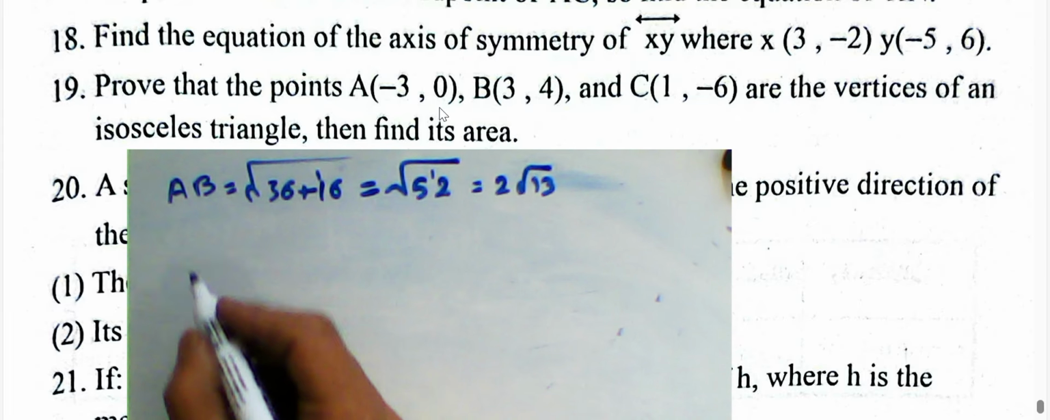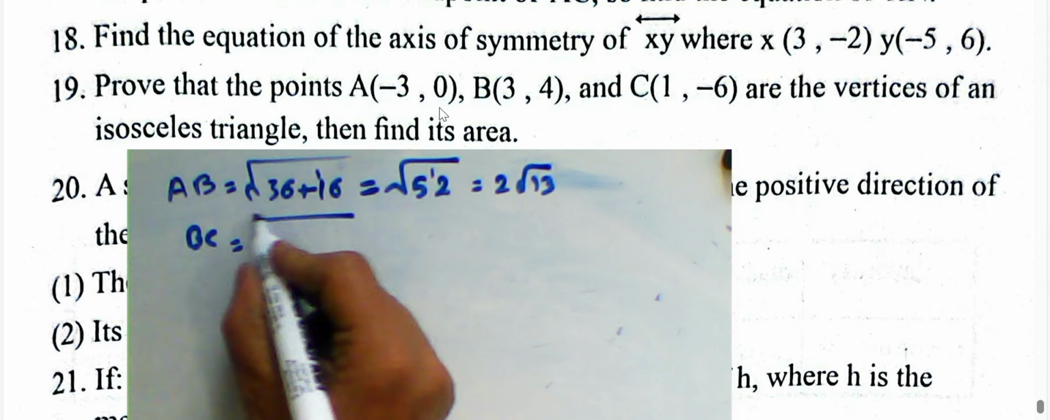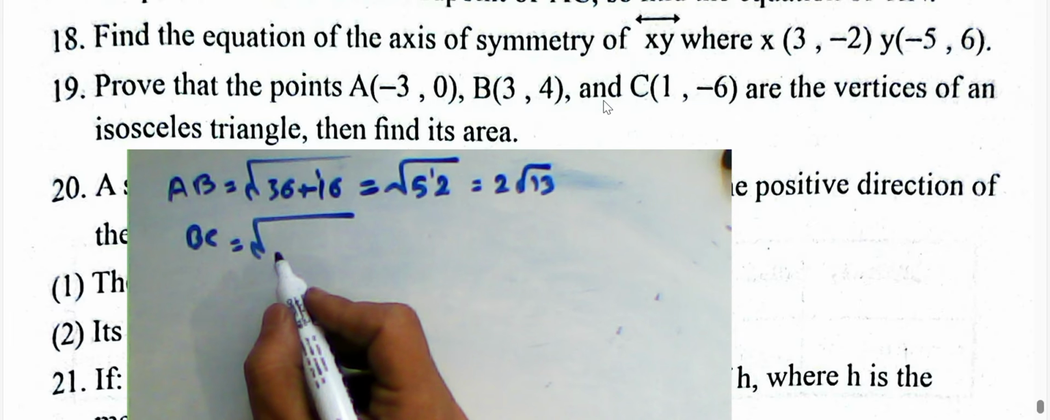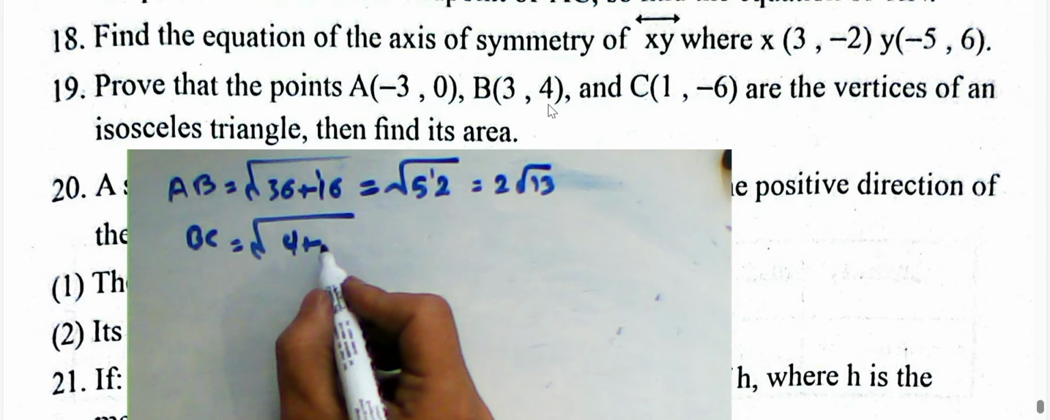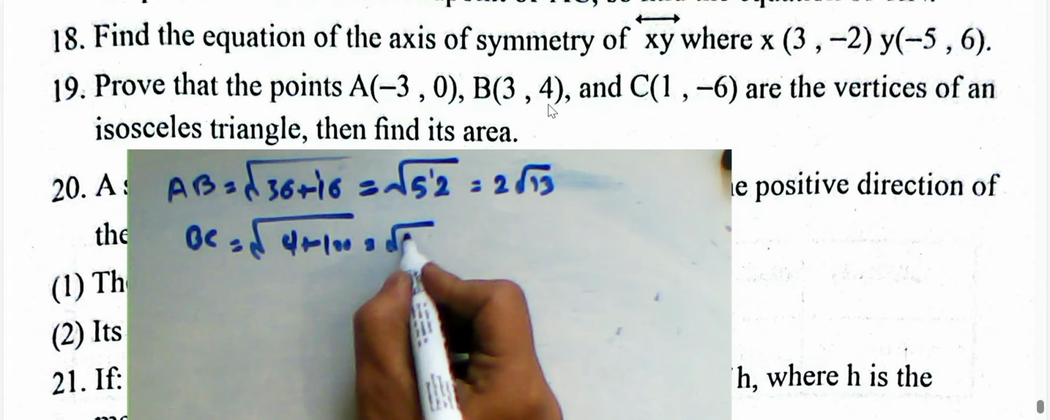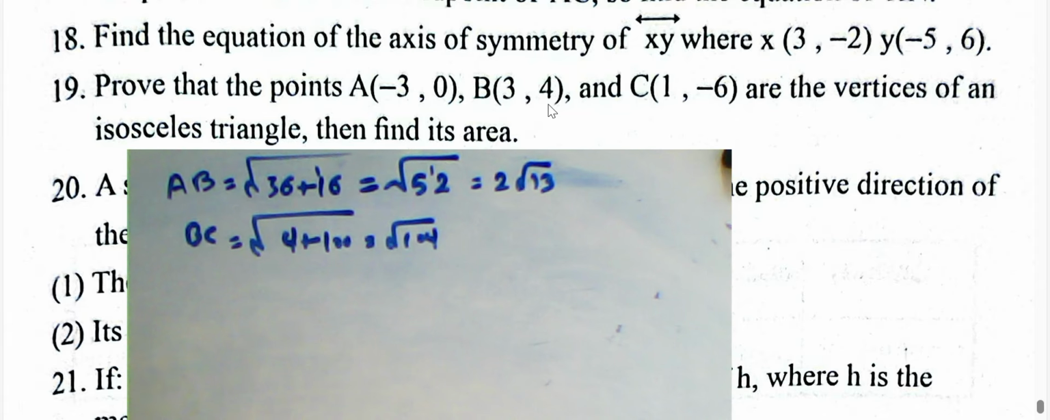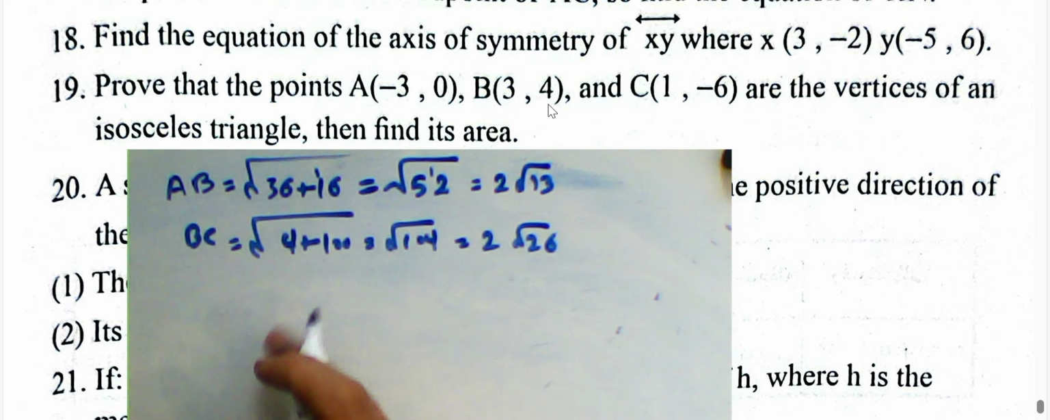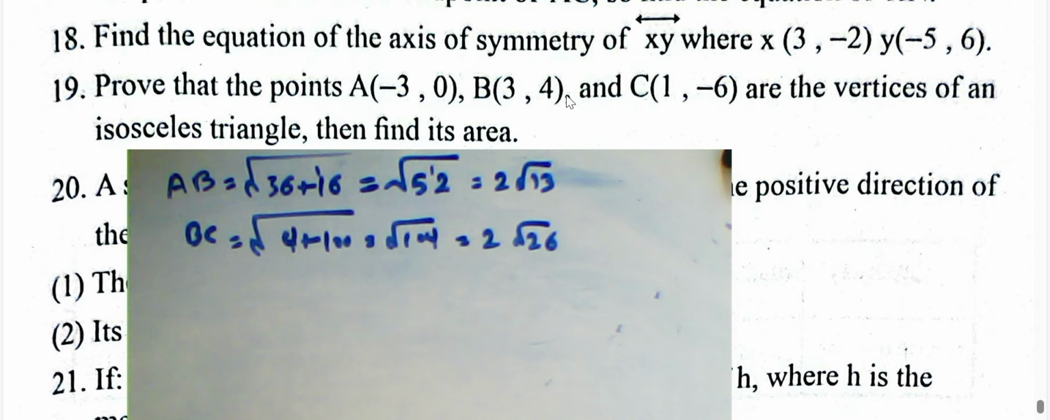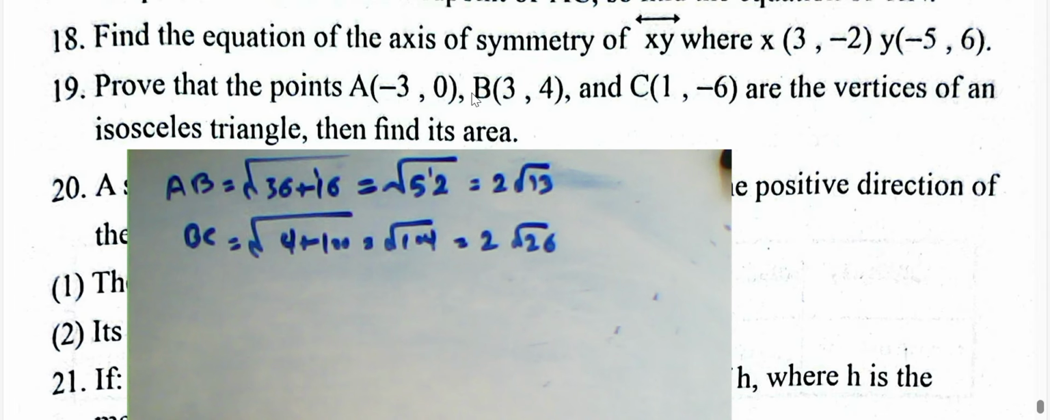And then we can find the length of BC. Look: 1 minus 3 is negative 2, squared is 4. Negative 6 minus 4 is negative 10, squared is 100. The square root of 104 will be 2 root 26. Understood, my students? Again for BC: 1 minus 3 is negative 2, squared 4, and negative 6 minus 4 is negative 10, squared 100.